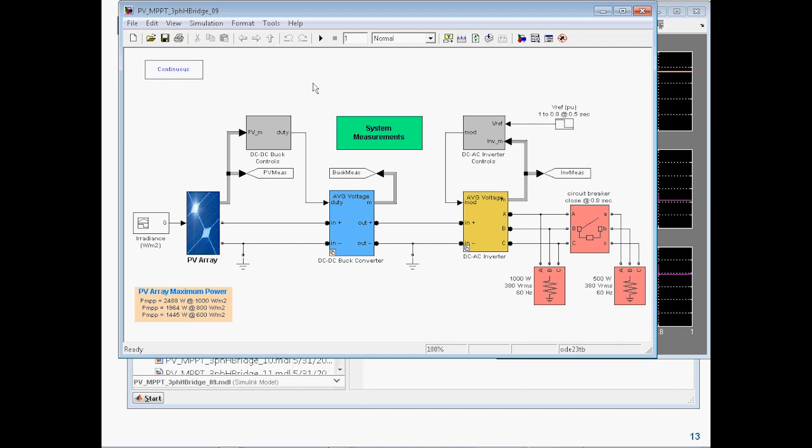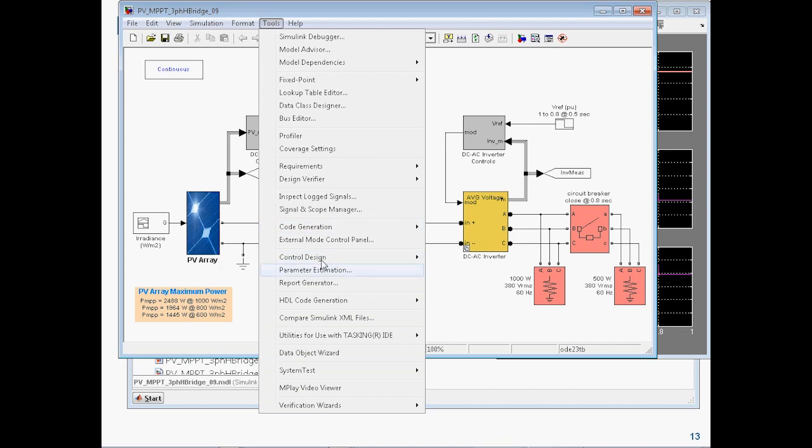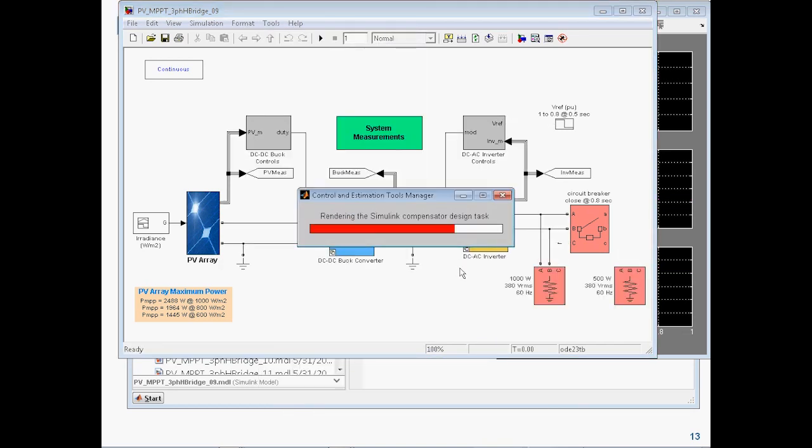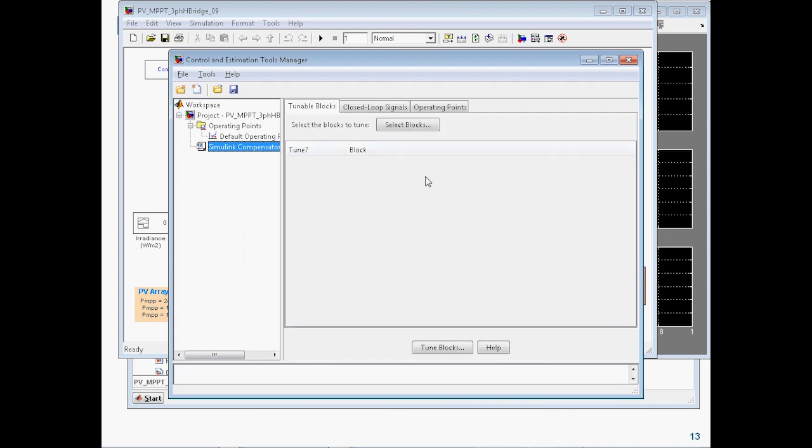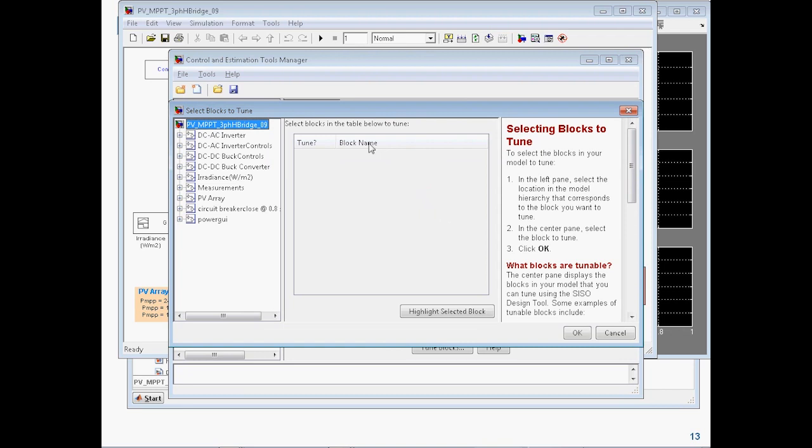And what I am going to do now is go to Tools, Control Design, and then Compensator Design. Notice that there's linear analysis. If I just wanted to do linearization, I can do linear analysis. Select blocks. This is going to look at my Simulink diagram. It gives me all the alternatives here. I'm looking for, in this case, the inverter controls. I have my voltage regulator, and notice how it automatically detects there's a VQ and a VD. I'm going to do the VD controller, the direct axis. I'm going to pick that block.